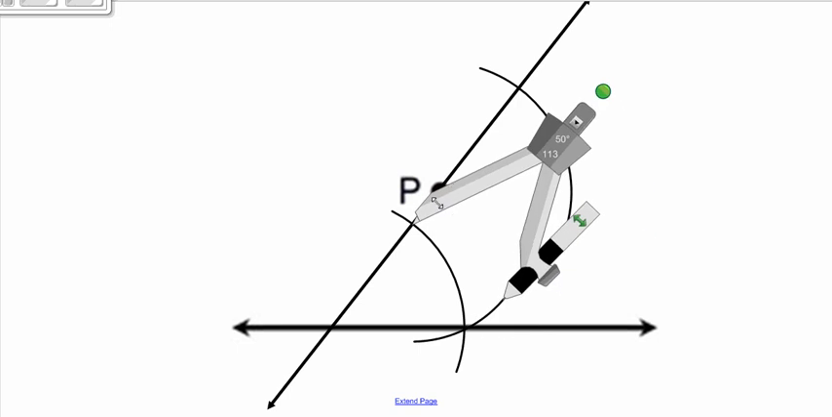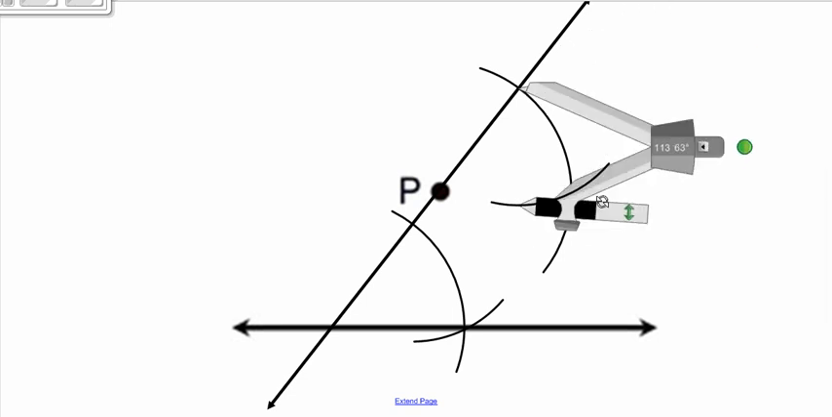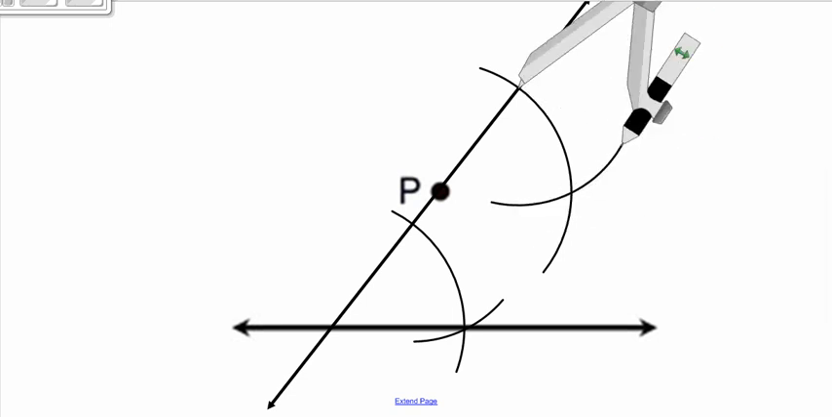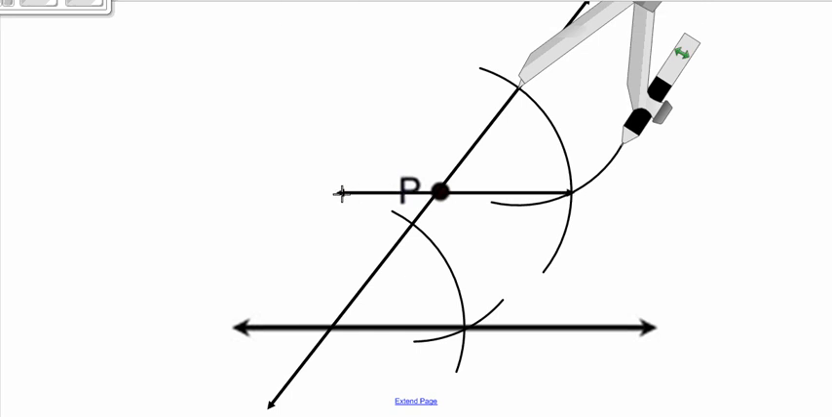And I'm going to bring it back up here. And I'm going to make the same mark through here. Then I will take my line and I will draw a line through my intersection point to point P and out and across. And now I have created two parallel lines.